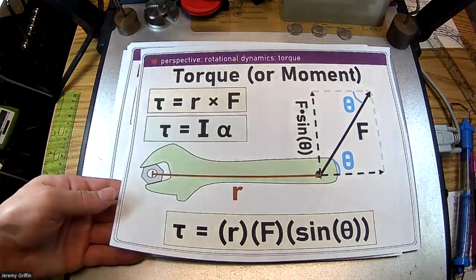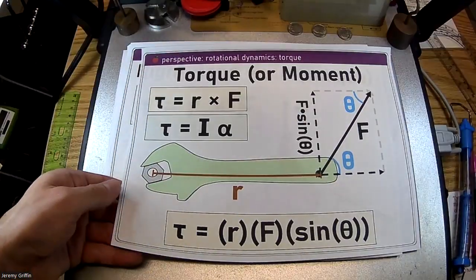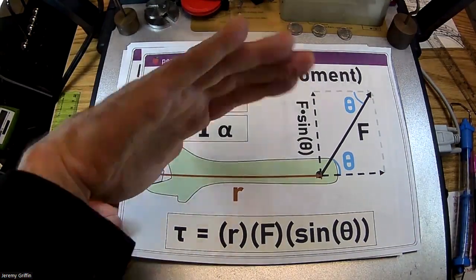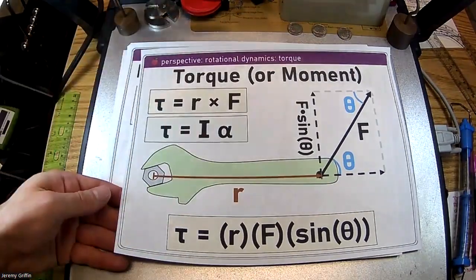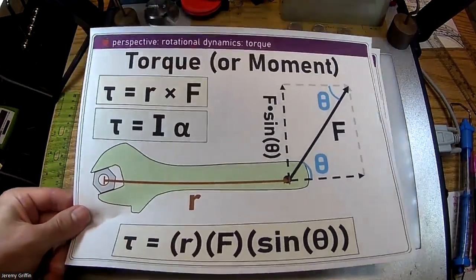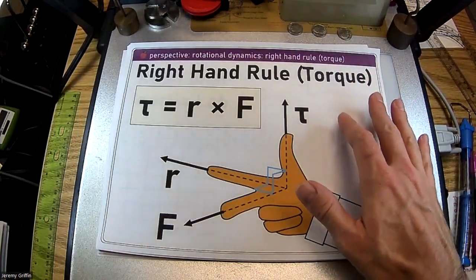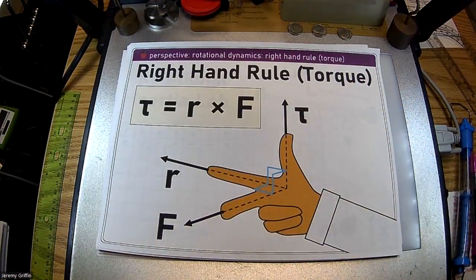So it's positive. You can think of it this way: counterclockwise torque is a positive torque. If I did R cross F the other way, my thumb would point into the page, and that would be a negative torque. Now, AP doesn't go that far. AP doesn't ever mention the right-hand rule. But if you go to college, there's a good chance you're going to see that. So maybe good reason to know that.